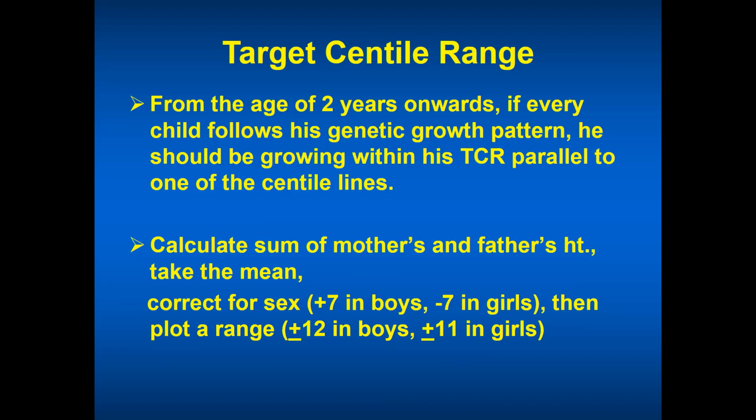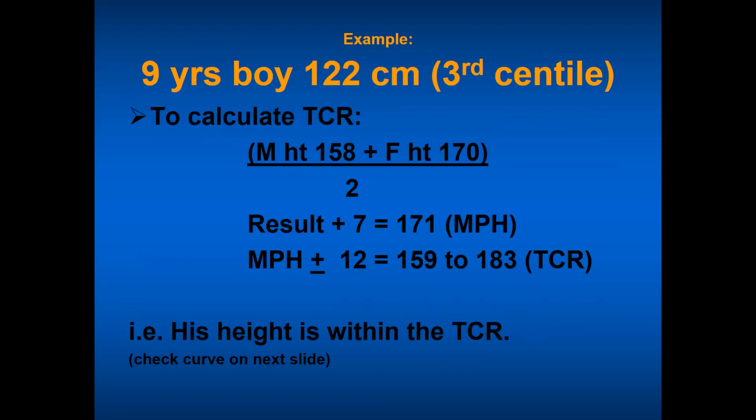How do we calculate this target centile range? It is calculated by taking the sum of the mother's and the father's height, taking their mean, and then we correct for sex by adding 7 centimeters in boys, subtracting 7 centimeters in girls, and then we plot a range on the curve by putting plus or minus 12 centimeters in boys and plus or minus 11 centimeters in girls. This will be clarified more in this example.